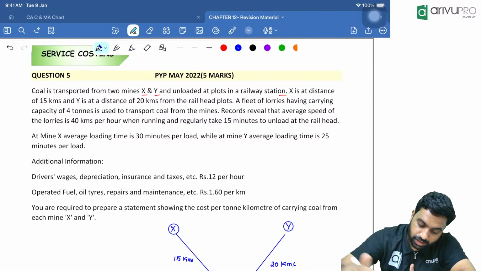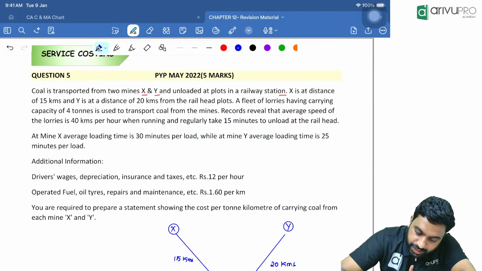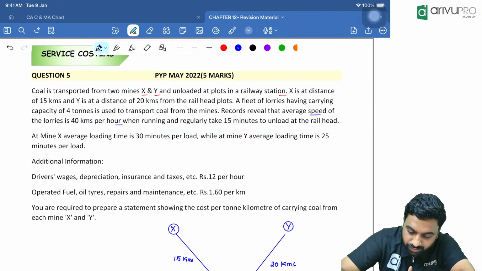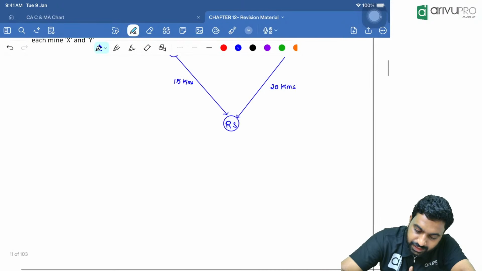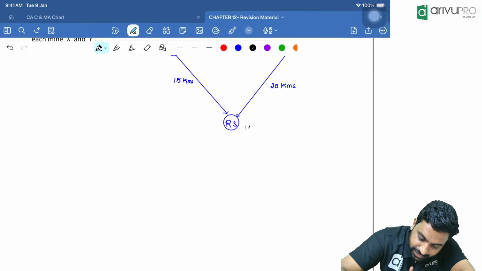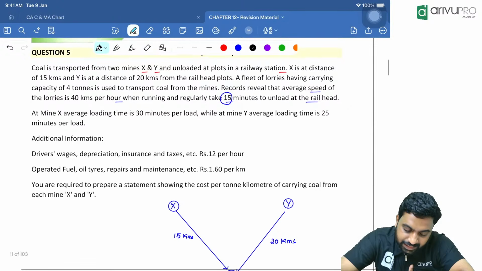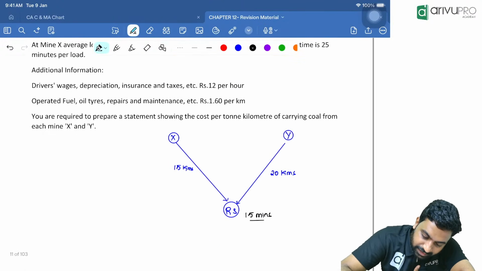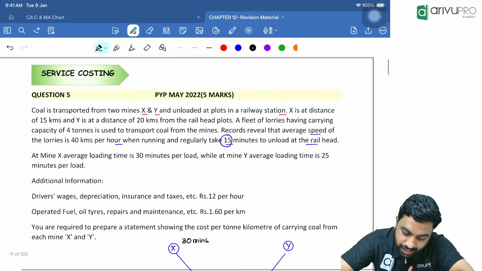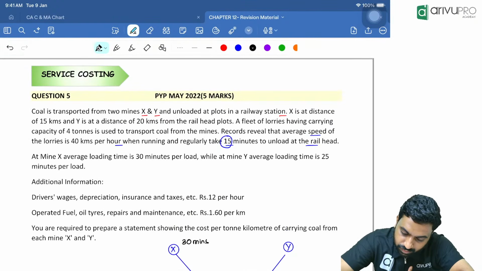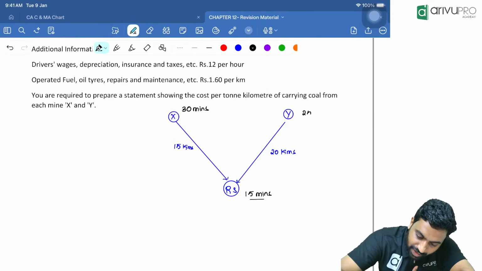Now, records reveal that average speed of the lorry is 40 kilometers per hour when running and it regularly takes 15 minutes to unload at the rail head. So here it is going to take 15 minutes to unload. At mine X, loading time is 30 minutes. So here it will take 30 minutes. And at Y it is 25 minutes.